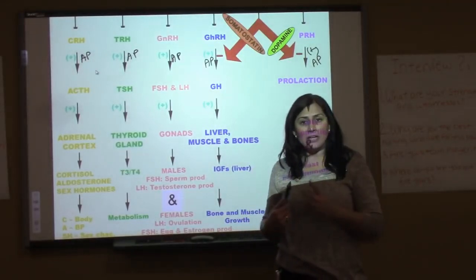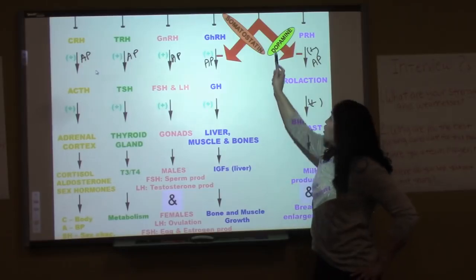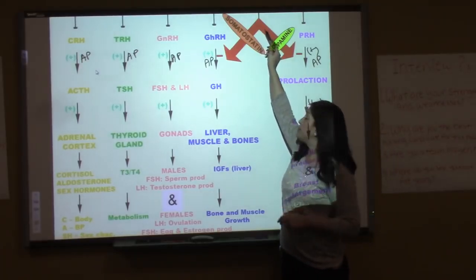Now let's look at the 2 inhibitory hormones. So the hypothalamus releases 2 inhibitory hormones.